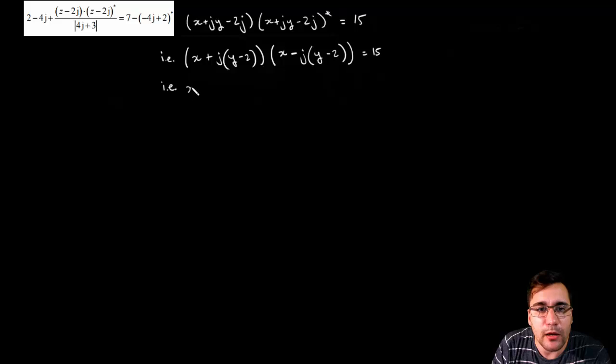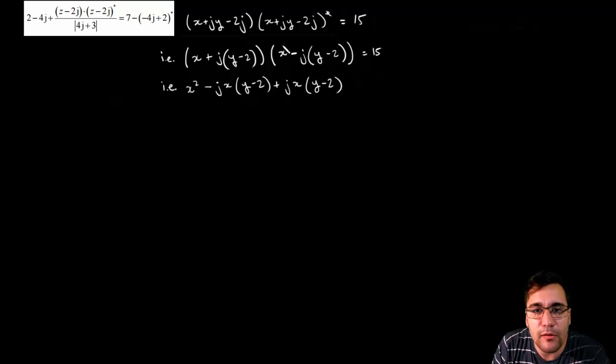So let's just go systematically. So we'll get an x squared minus j x (y minus 2). So that's this x on the left and this j (y minus 2) on the right hand side with the minus, of course. And so now that one's done. And then it's going to be plus j x (y minus 2). That's this x here with this j (y minus 2). And cool, they're going to cancel out. That's pretty handy, isn't it?